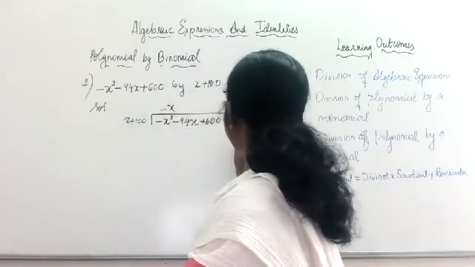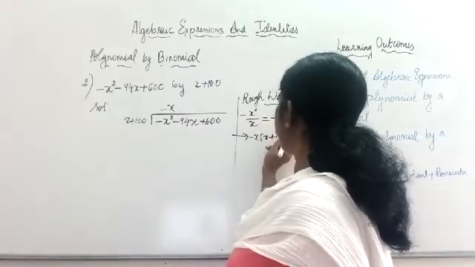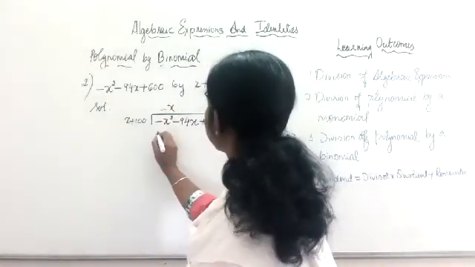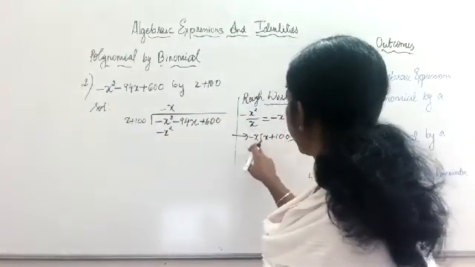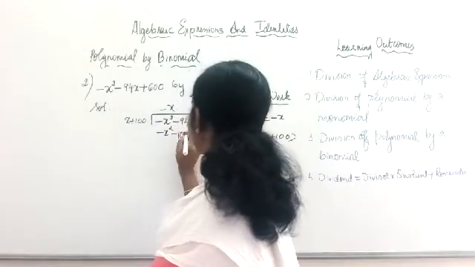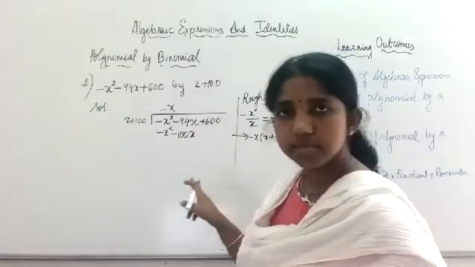So what do you have to do here? Multiply the first quotient with the divisor. So x into minus x is minus x square. Minus x into 100 is minus 100x. Correct? 100 into minus x is minus 100x.